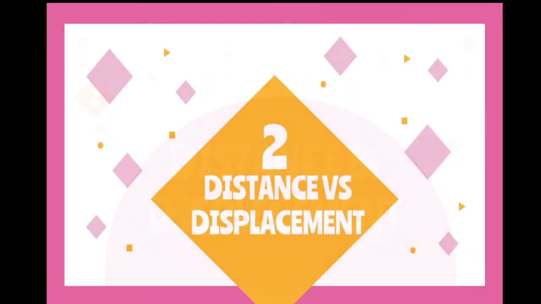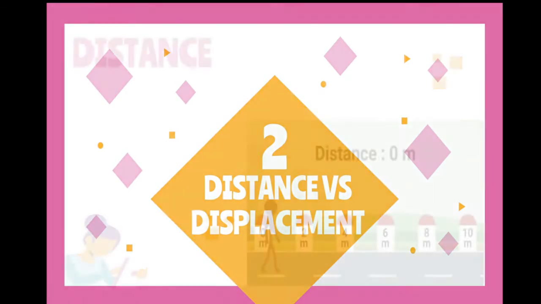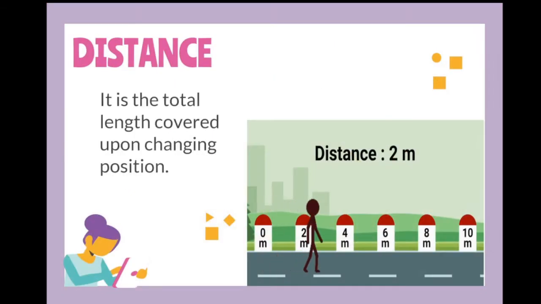Let us start with identifying the distance. Distance is the total length covered upon changing position. Take a look at this illustration. The body, starting from 0 meter, walks by 6 meters and goes back by 4 meters. The distance it covers is 10 meters.